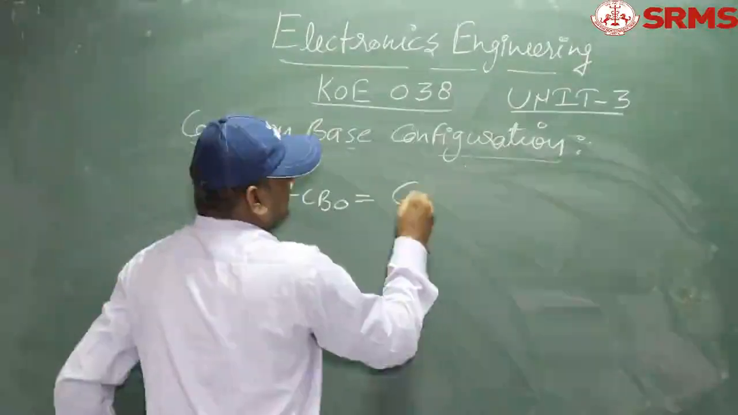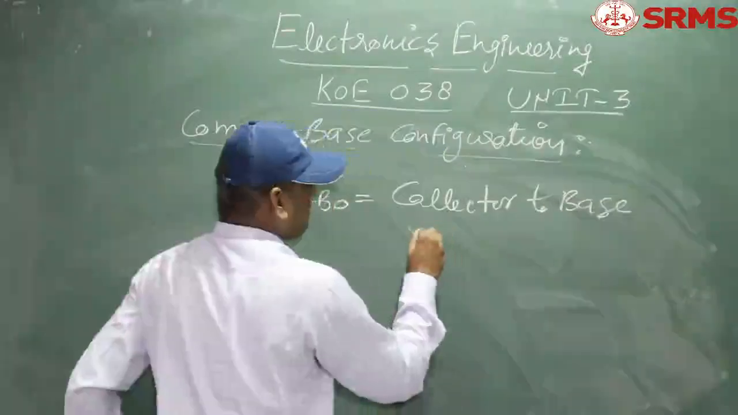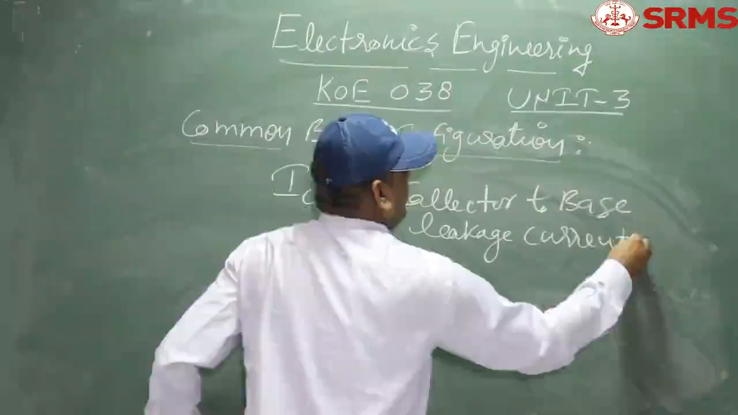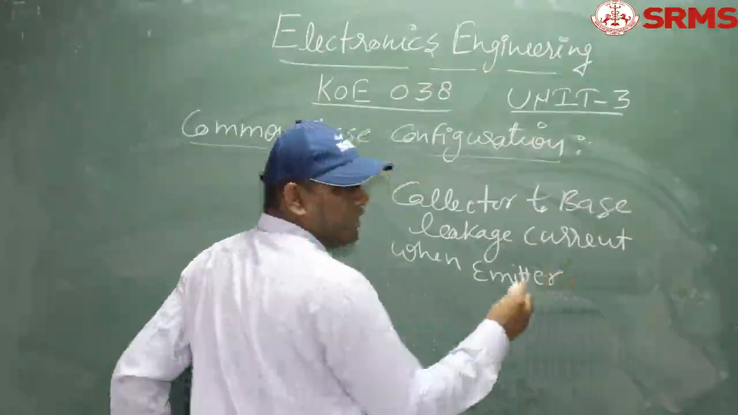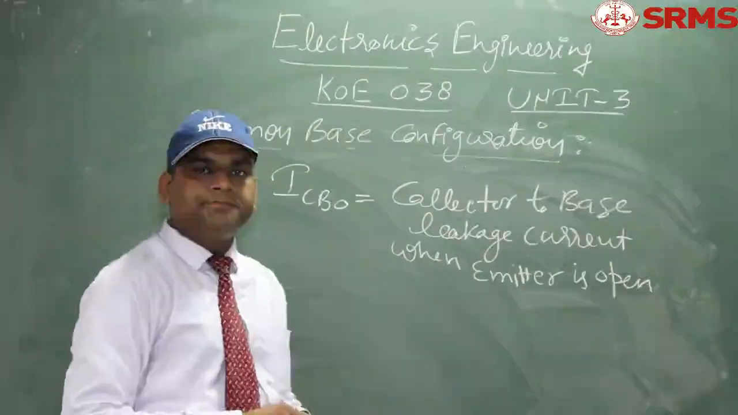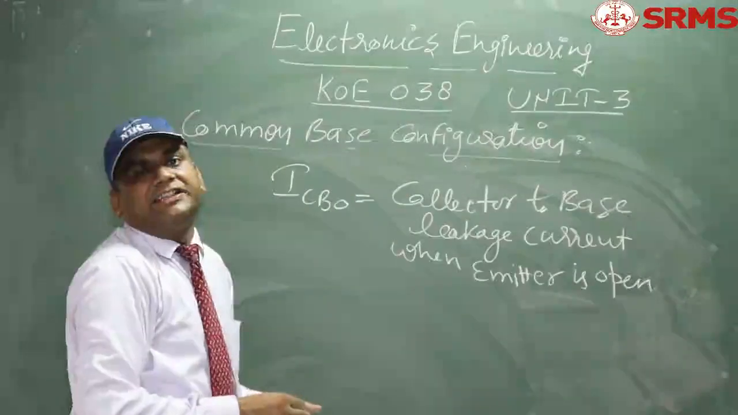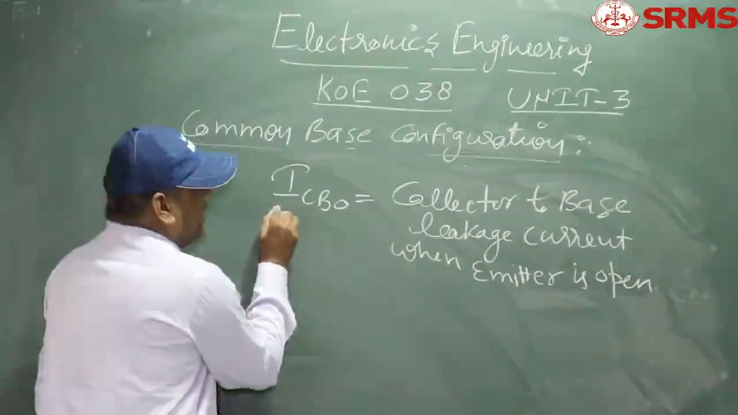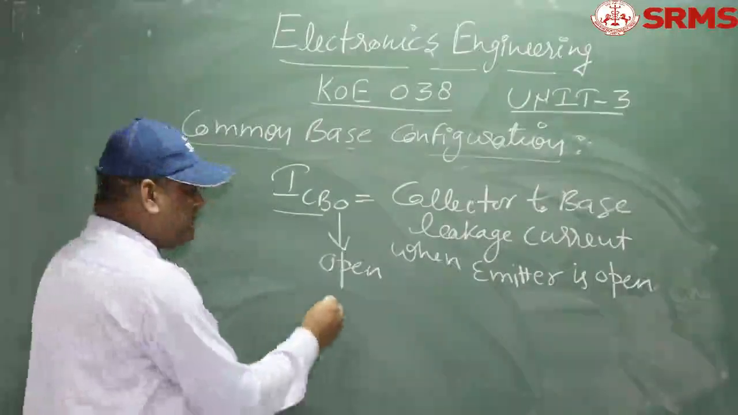ICBO is collector to base leakage current when the emitter, or you can say input circuit, emitter is open. If the emitter is open, that current which is flowing in the reverse bias direction due to the minority charge carriers is known as collector to base leakage current. So here this is collector to base leakage current, and O stands for open. That means emitter is open.